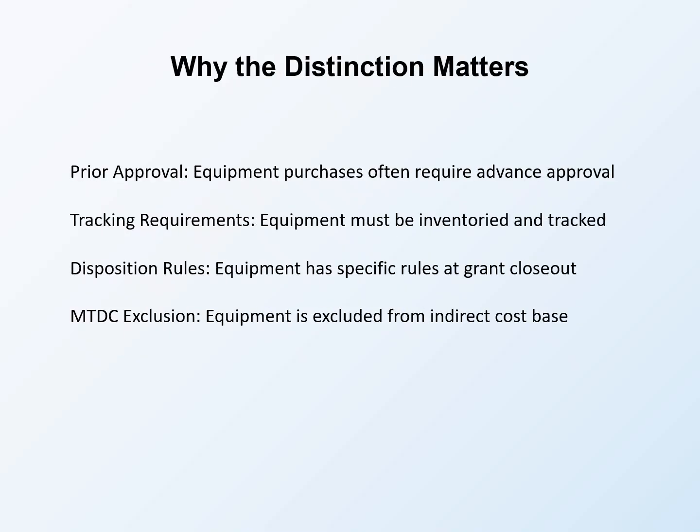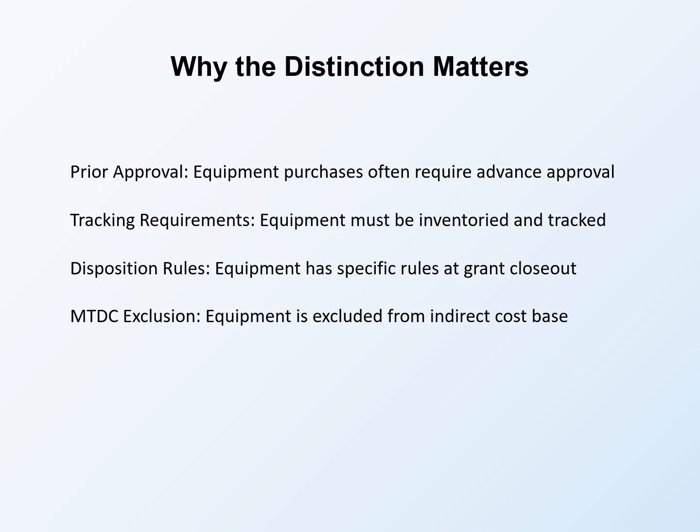The equipment versus supplies distinction matters because equipment carries special requirements that supplies do not. Understanding these implications helps you manage purchases appropriately. Prior approval from the federal awarding agency is often required before equipment purchases. Check your award terms for specific requirements. Purchasing equipment without required approval can result in disallowed costs even when the equipment was legitimately needed for the project.